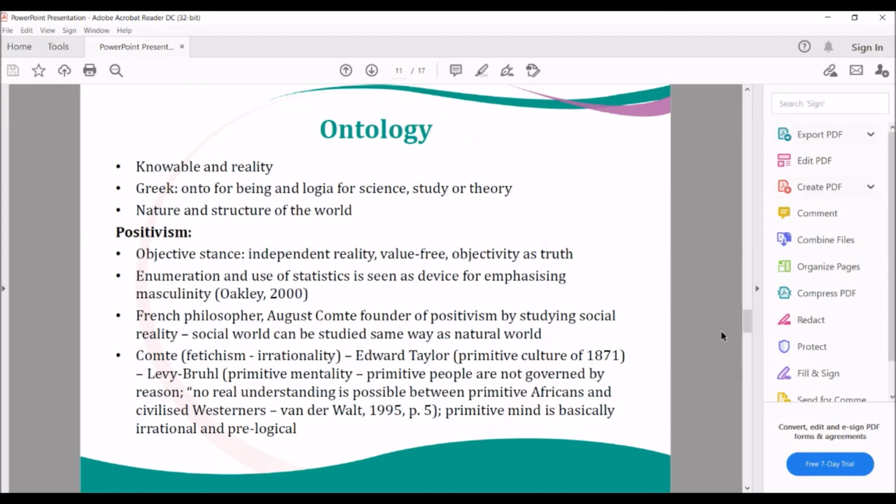who came up with the concept of primitive mentality, and claimed further that primitive people are not governed by reason, and is quoted by Van der Waals saying, no real understanding is possible between primitive Africans and civilized Westerners. And the primitive mind is basically irrational and illogical according to this line of thinking.